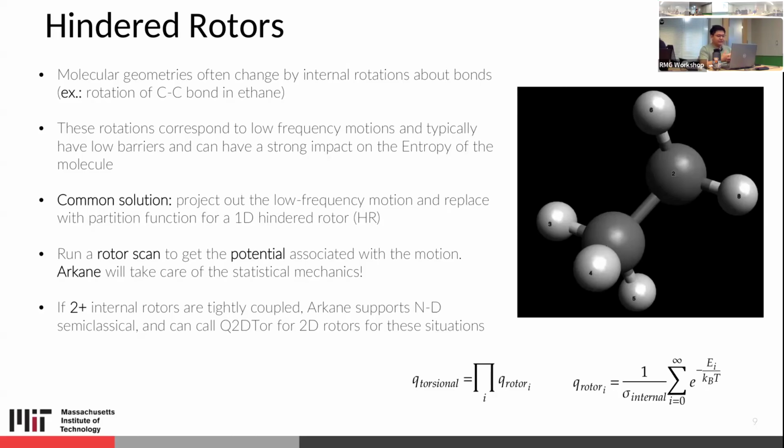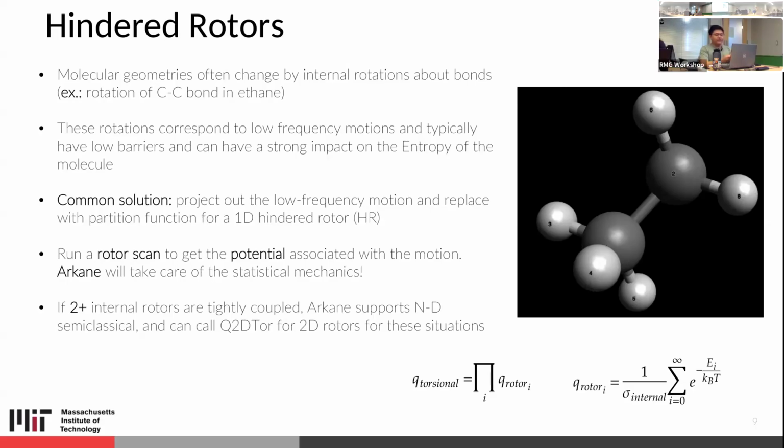One common solution is to project out the low frequency motion and replace it with a partition function for a one-dimensional hindered rotor. And so what Arkane can do is, after you run a rotor scan to get the potential energy associated with the rotor, Arkane can use this to automatically account for the 1D hindered rotor.